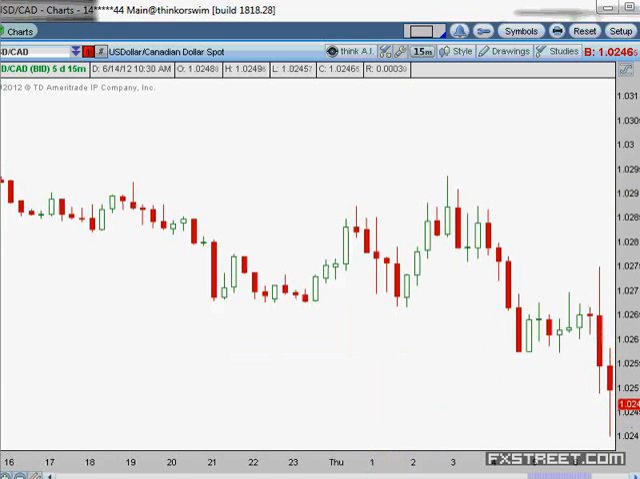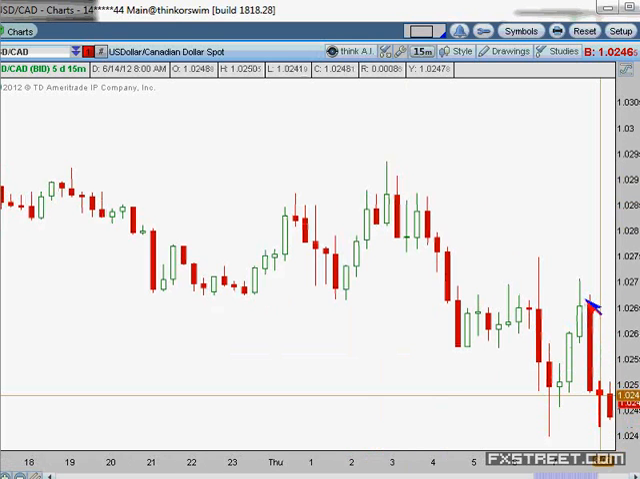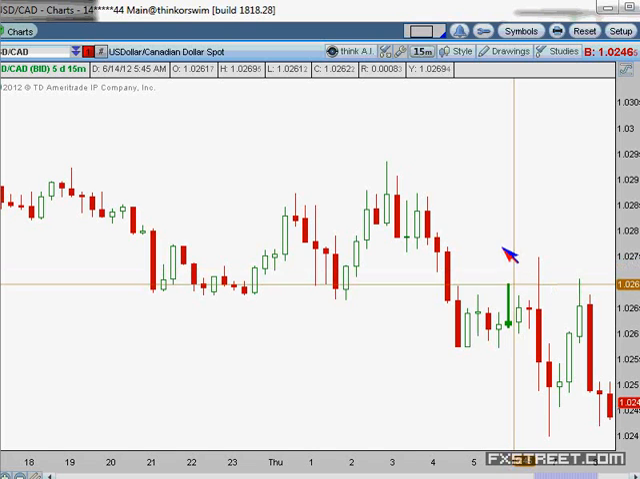Things are dropping. Now you created a lower high, and now you're creating a lower close. Now you can tighten up your stop. That put you to almost break even. And now this is where we're at today.